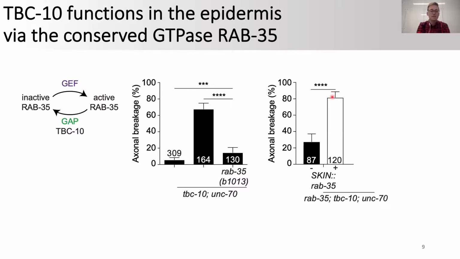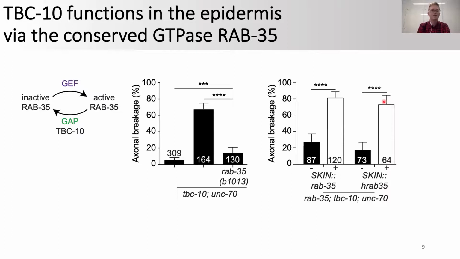As we did with TBC10, Rab35 is highly conserved in humans, and the human cDNA is also able to restore this phenotype back to the mutant levels when expressed in the skin. So TBC10 is functioning in synergy with UNC70 in the skin of the worm via this Rab GTPase, Rab35, to protect sensory neurons from damage.